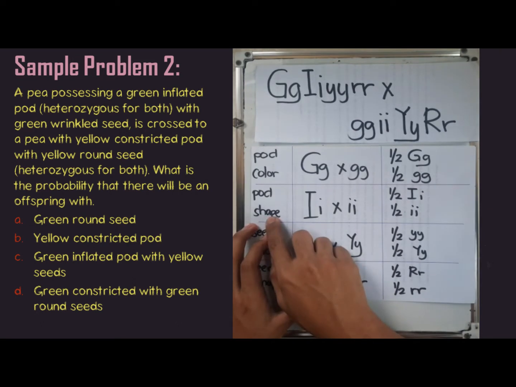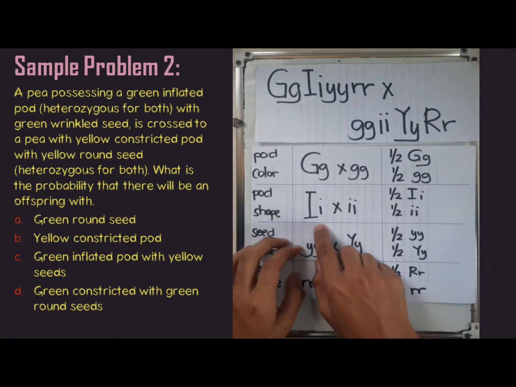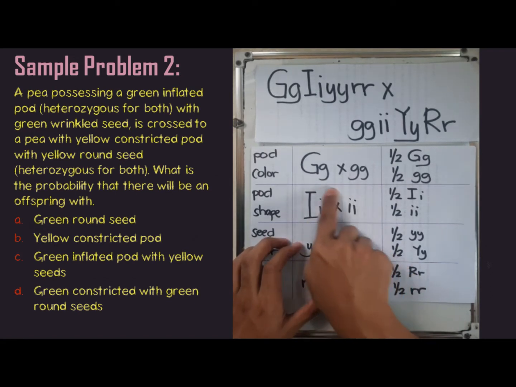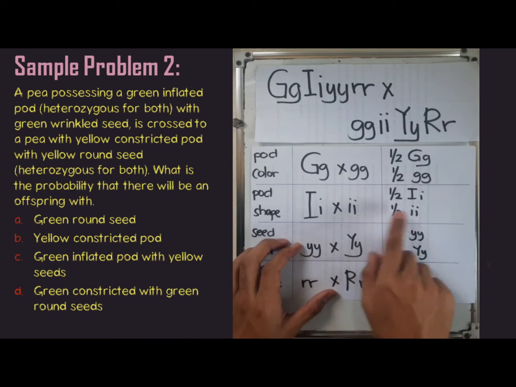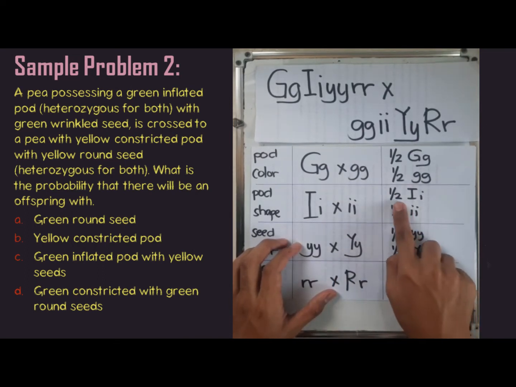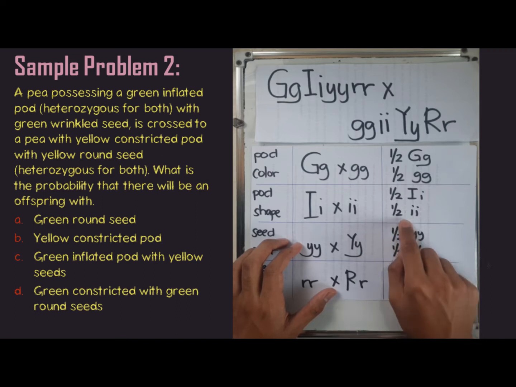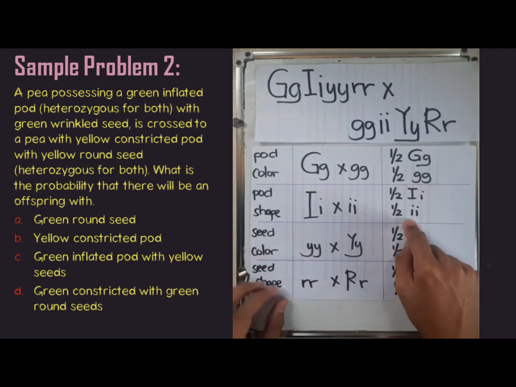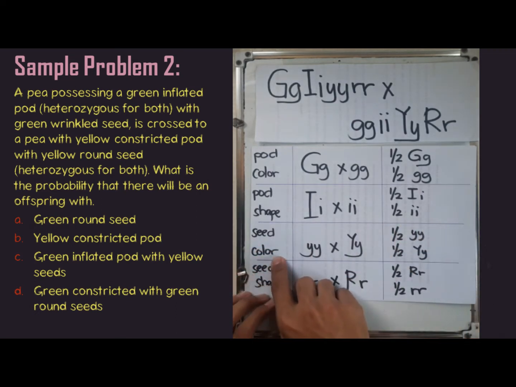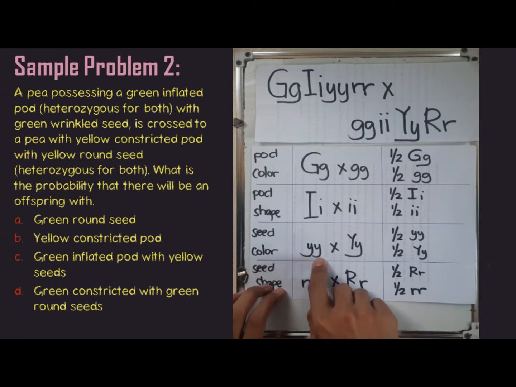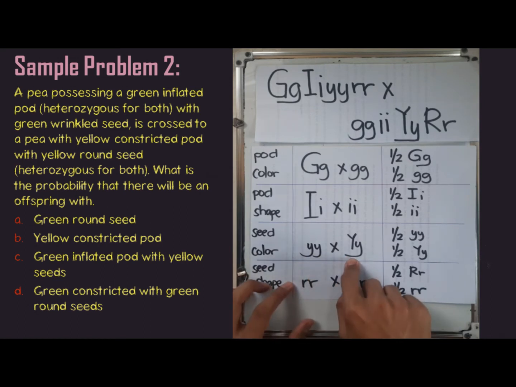Then when it comes to the second trait, which is the presence of the pod shape, we can have here the presence of the genotypes of the parents, parent number 1 and parent number 2. Then we have here the probability. 1/2 or simply 2 out of 4 that is heterozygous dominant inflated, and 1/2 or 2 out of 4 homozygous recessive constricted pod. Then when it comes to the seed color, which is now the third trait, we have here the traits of the first parent and the trait of the second parent.